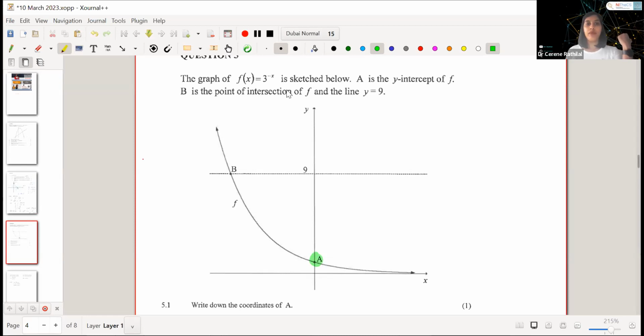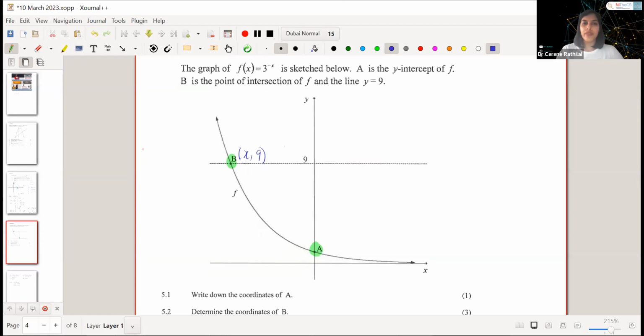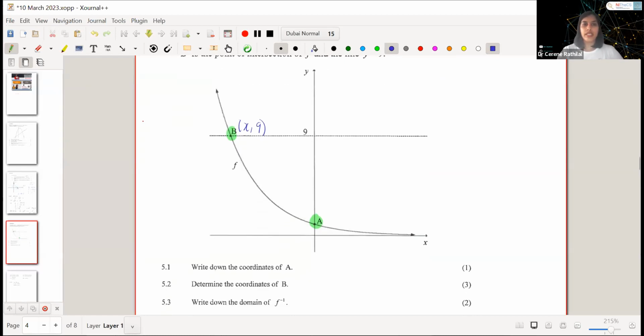B is the point of intersection of f with the line y equals 9. So immediately this means that the y coordinate of B, the y value, is equal to 9. So this is of the form x comma 9. It is the x that is unknown. The first question says, write down the coordinates of A. Is that something that we're able to do?